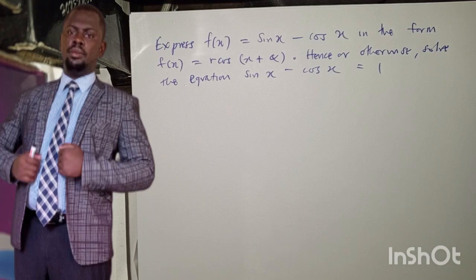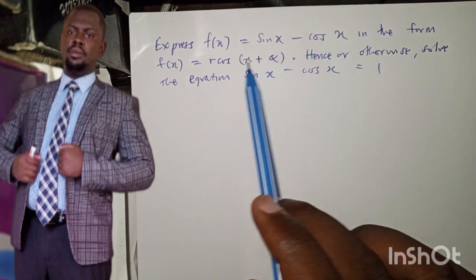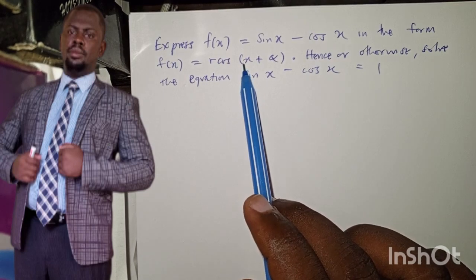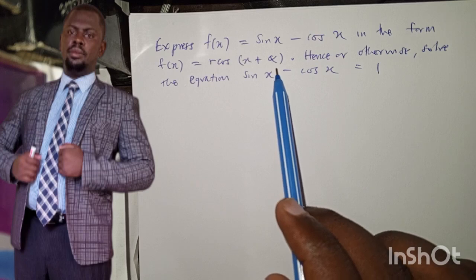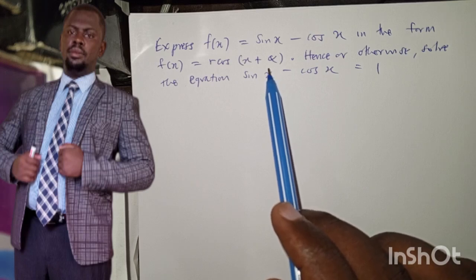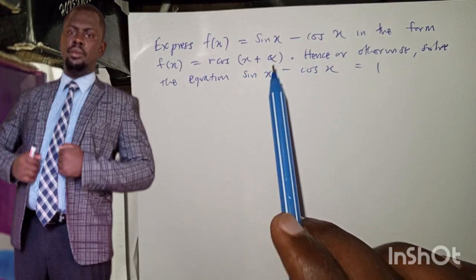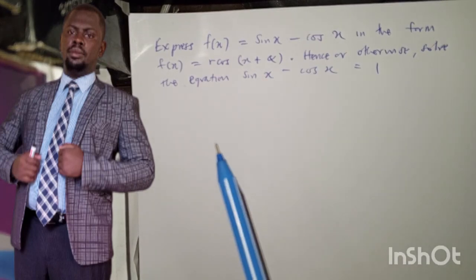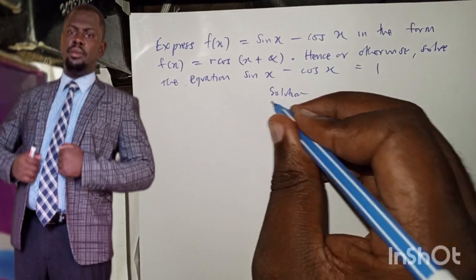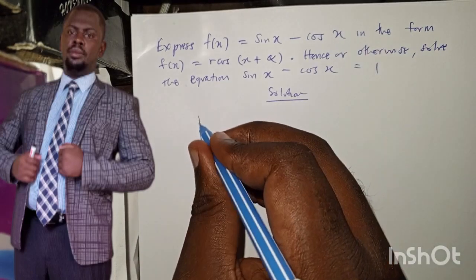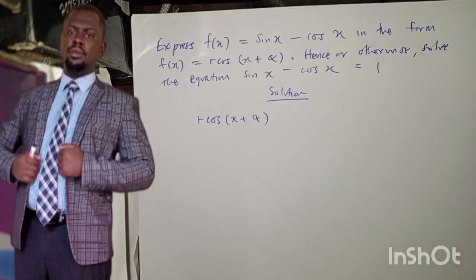Okay, so the first thing to do here, since we want to express this in this form, what you do is you get this form r cos x plus alpha, you expand it, and you equate the coefficients of sine x and cos x to this. Okay, so solution, you start with r cos x plus alpha.